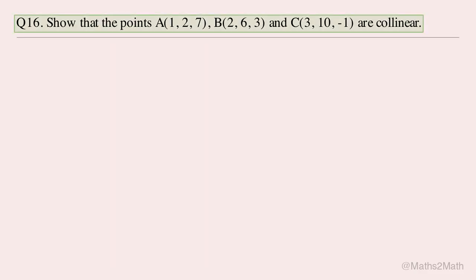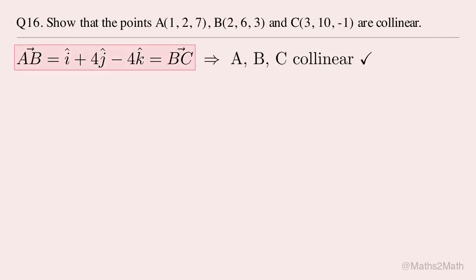Question 16. Compare the joining vectors. Identical vectors chain the points onto one line. AB and BC are both 1, 4, minus 4. BC continues AB exactly, so the 3 points are collinear.